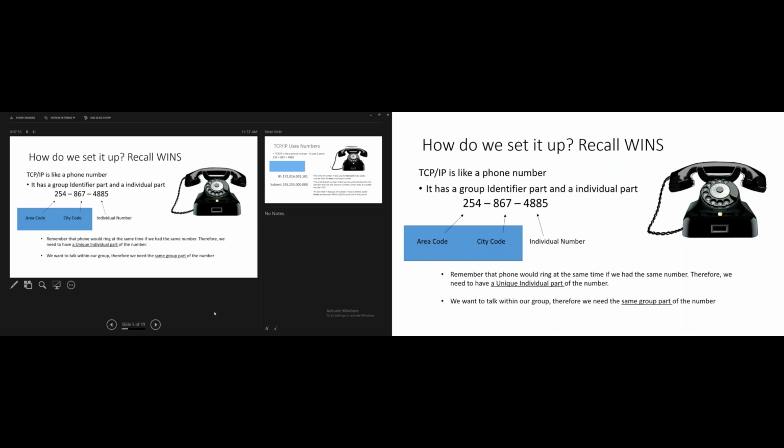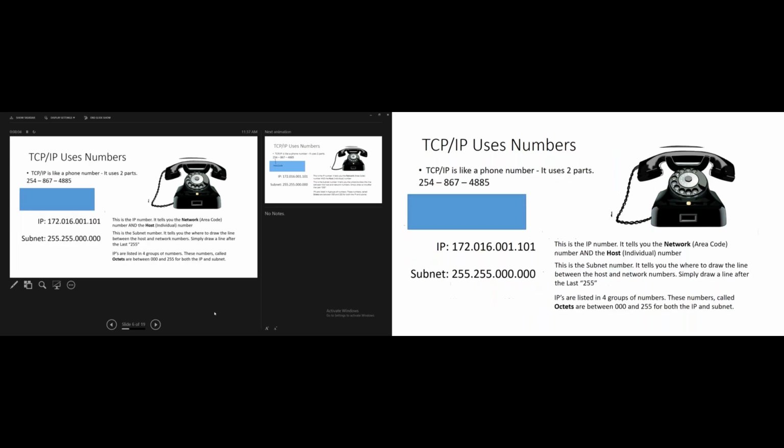So that's very important that we talk about those rules, because those are consistent throughout all of networking. And we've already proven that, right? So let's talk about an IP. I've got a group with the area code and the city code. I've got an individual number right there.